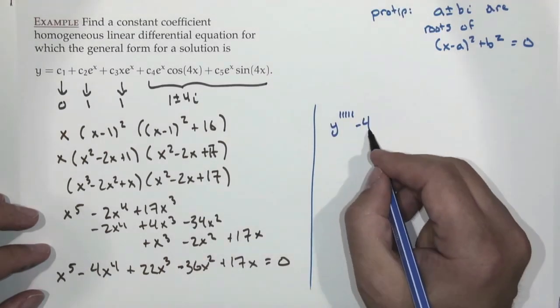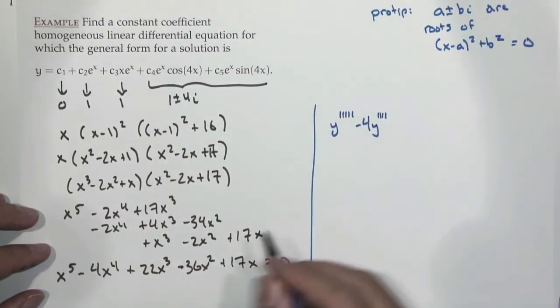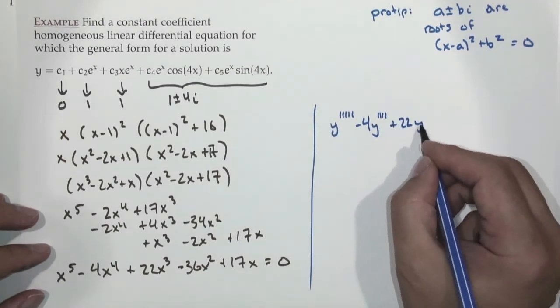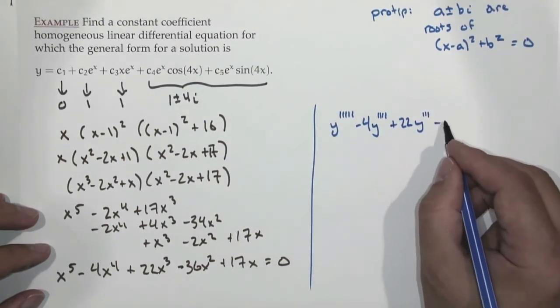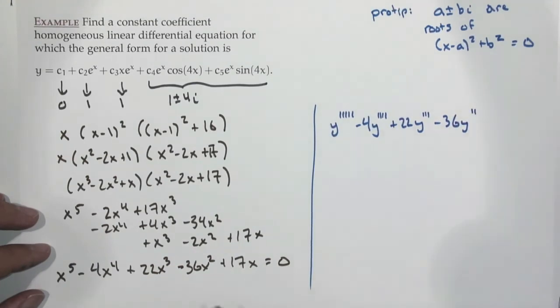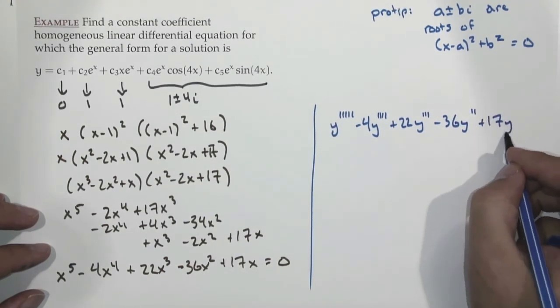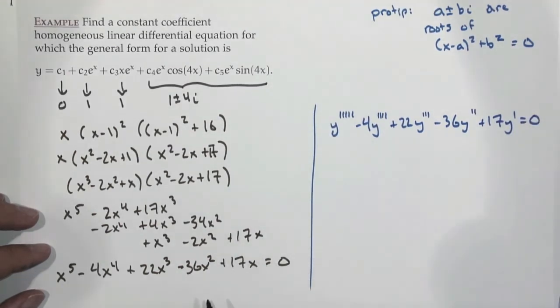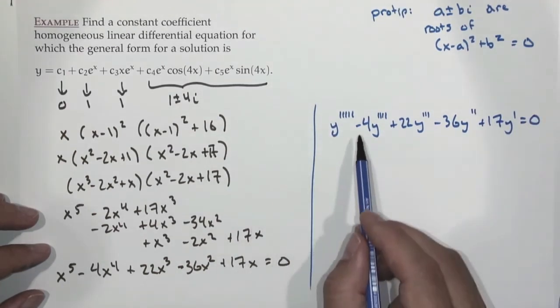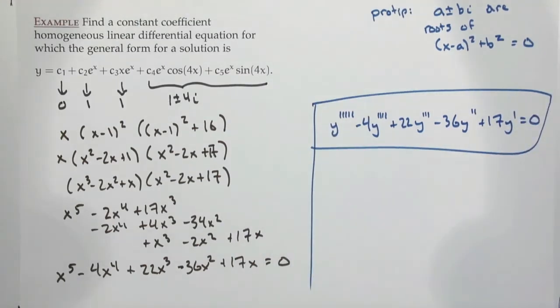Minus 4 y to the fourth plus 22 third derivative minus 36 second derivative plus 17 first derivative equals 0. And there we go. That's the idea. So the process is not so bad. There's a little bit of algebra, but there's a reason we want you to know algebra. All right, we'll do one more problem to finish the day.